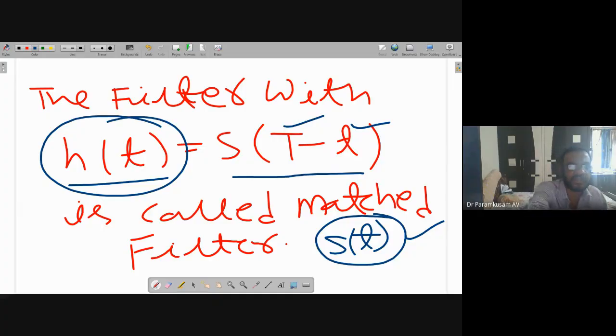So this is about the matched filter. Why is it called a matched filter? Because the unit impulse response of that filter is obtained by simply shifting and time reversing the input signal component. So that's why it is called a matched filter.